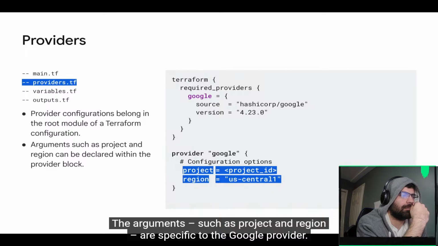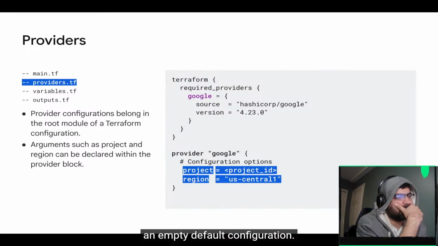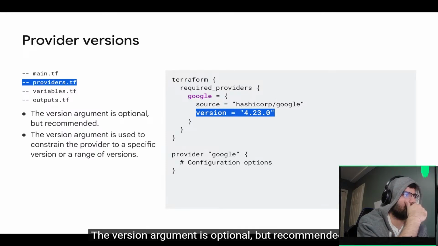The arguments such as project and region are specific to the Google provider. When a provider block is not included within a Terraform configuration, Terraform assumes an empty default configuration. You can also assign a version to each provider. The version argument is optional but recommended.